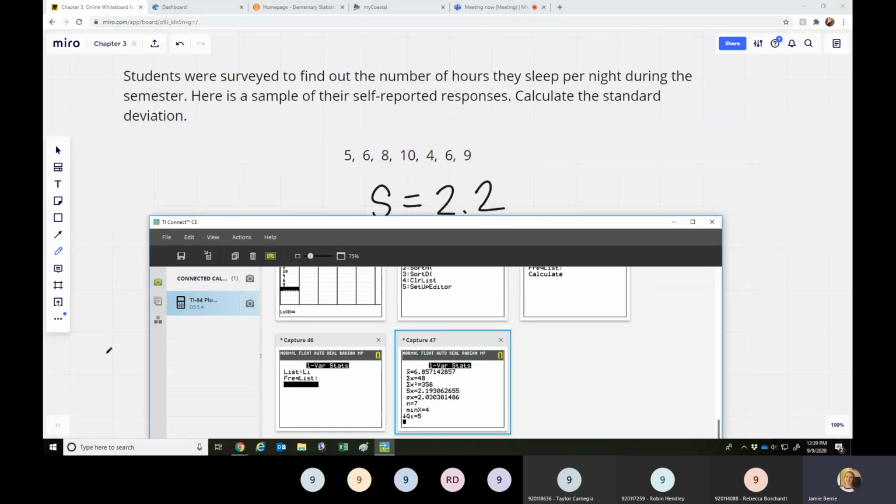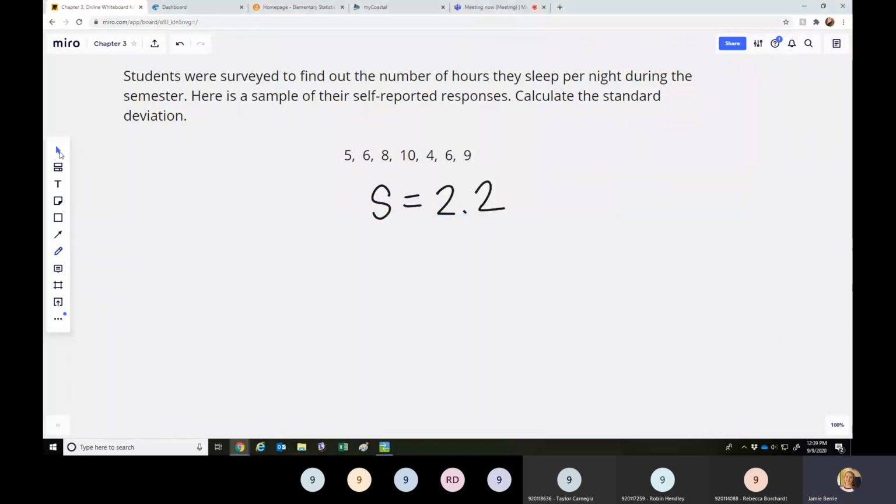The more you do this, it becomes almost like second nature to calculate the standard deviation and stuff like that. So if you really get used to doing these steps, like going to stat, over to calc, to 1 bar stats. And this is something that we'll be doing for literally the rest of the semester.